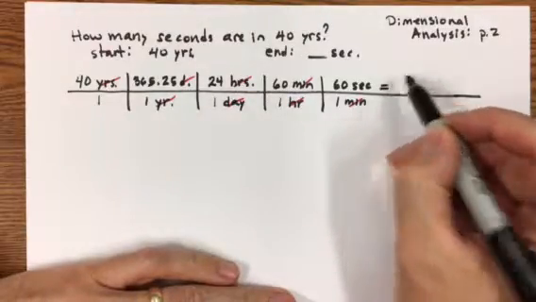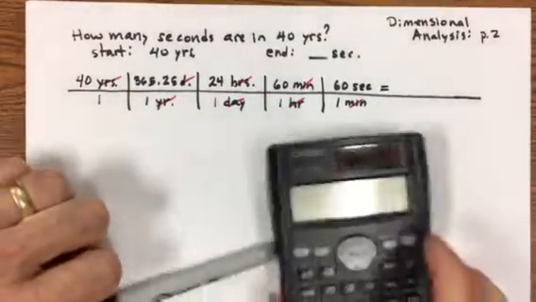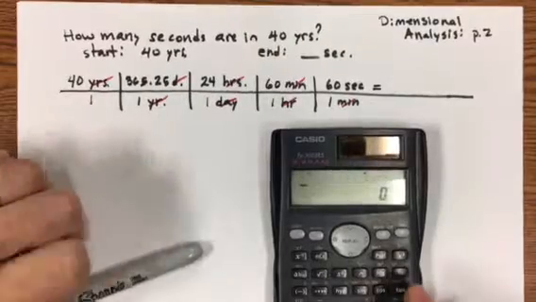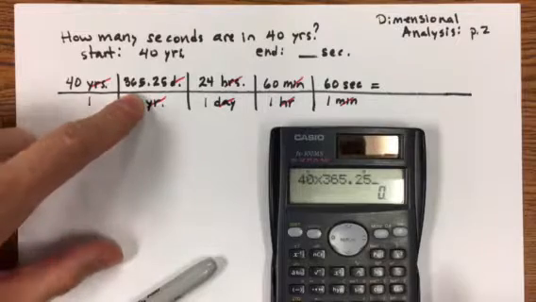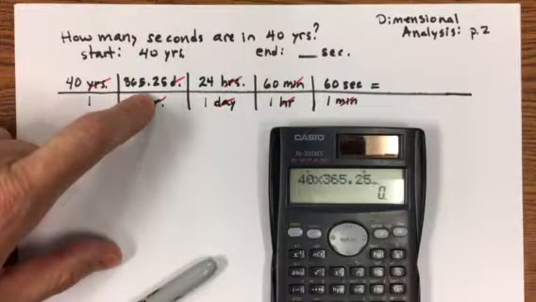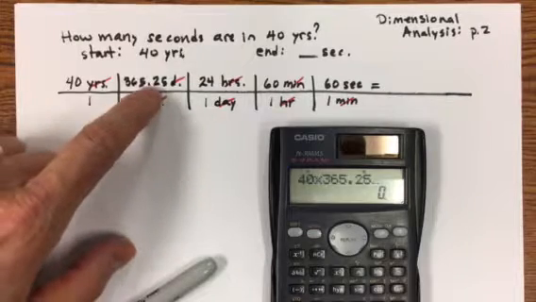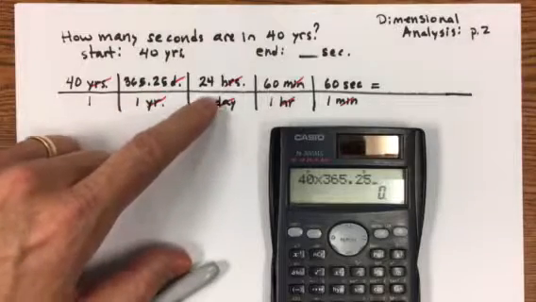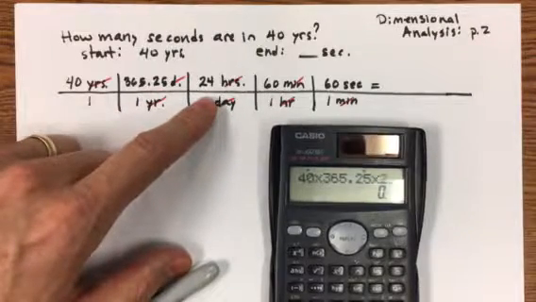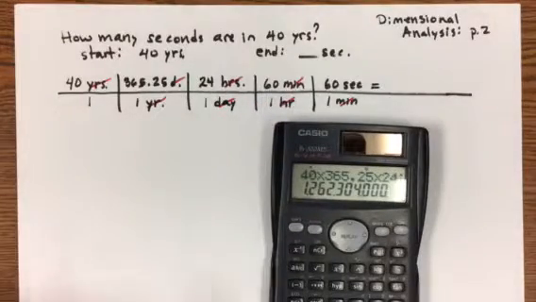Now all I got to do is multiply all this out and figure out what my answer is. So I take my trusty calculator and I start with 40 times 365.25. That 0.25 on there is because every 4th year is a leap year, right? So we have 1 extra day at the end of February, a 29th day of February every 4th year. And so after 4 years, that 0.25 adds up to 1 full day. 24 is my next factor. Times 60 times 60 equals, whoa, that's a big number.